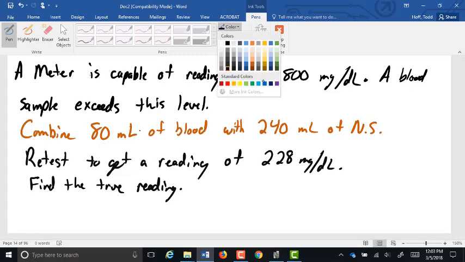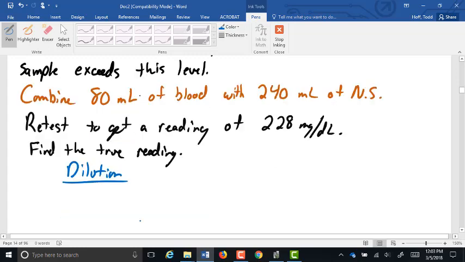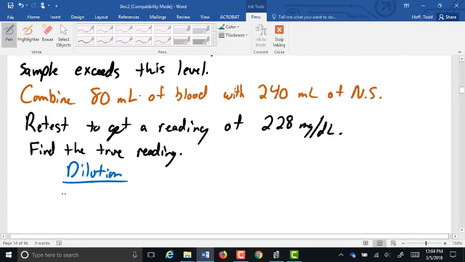Well, the first thing we have to figure out here is what is the dilution that was used here. The dilution, remember, is again part serum to total part solution.